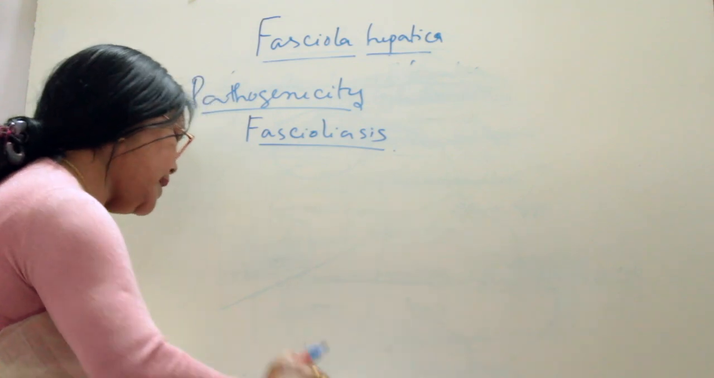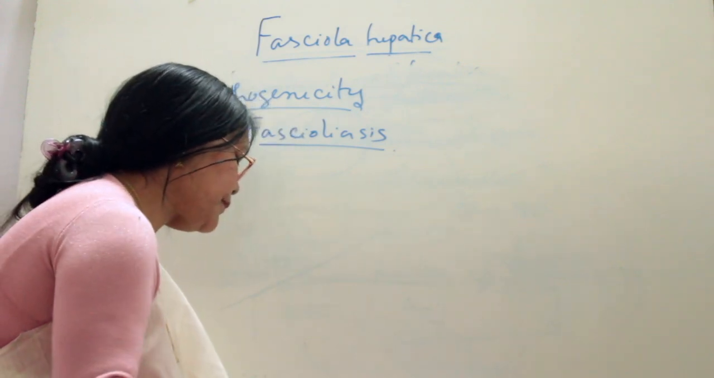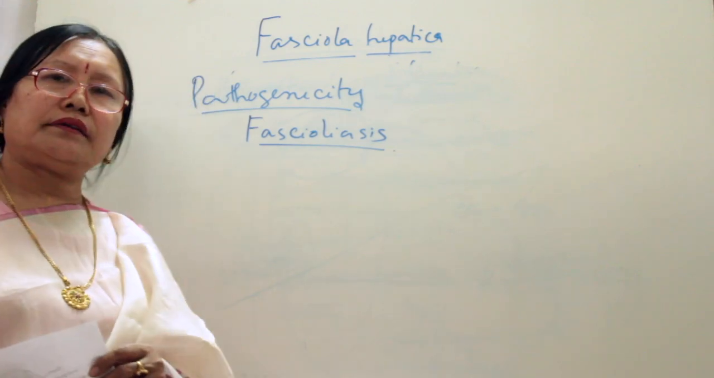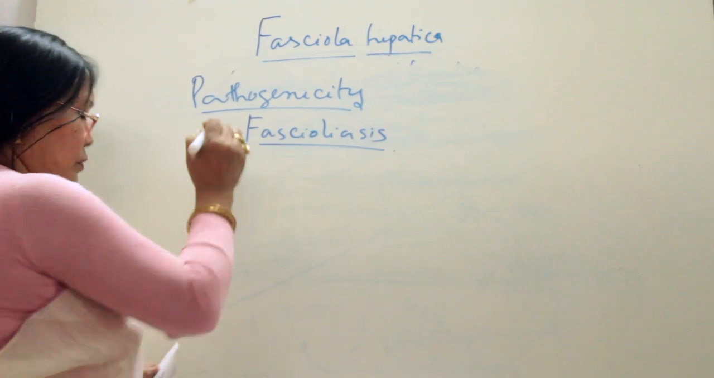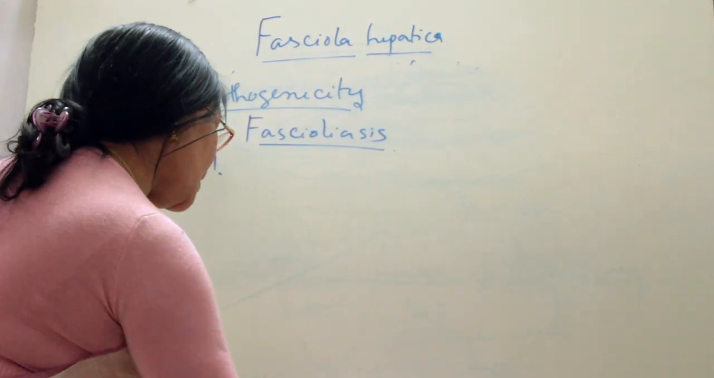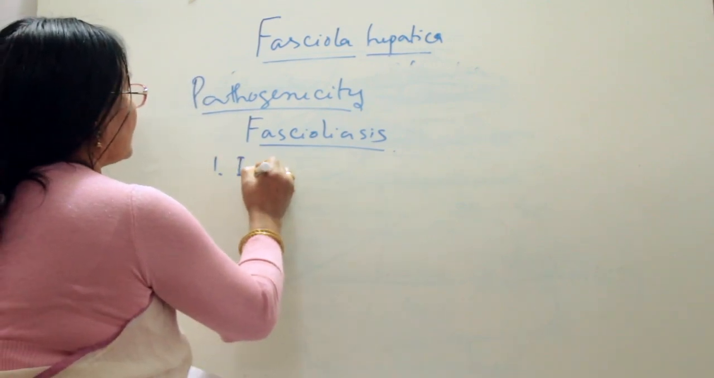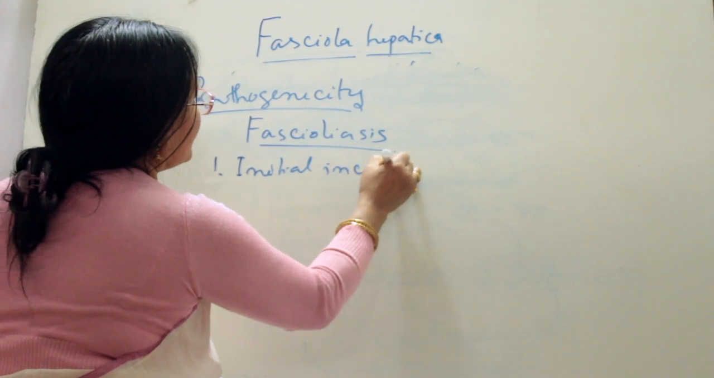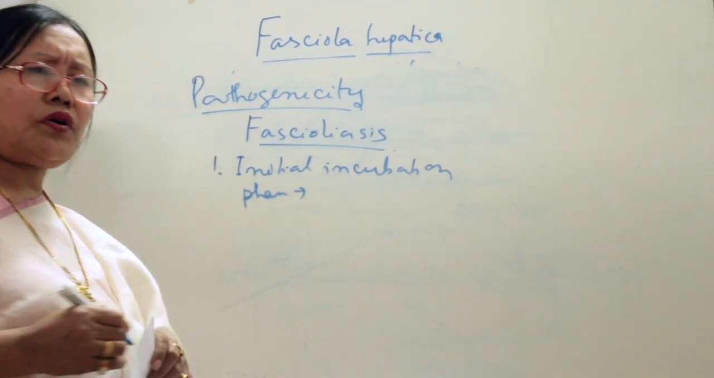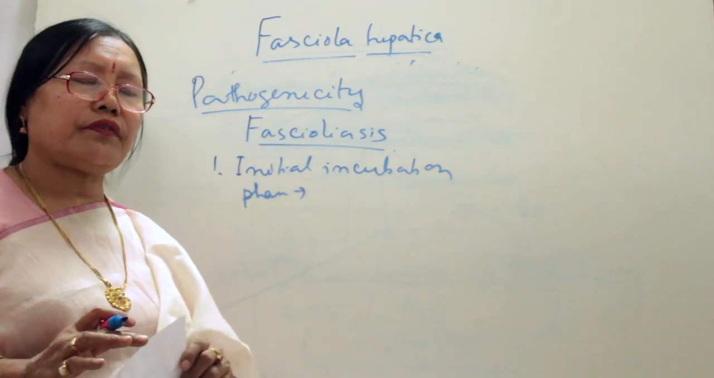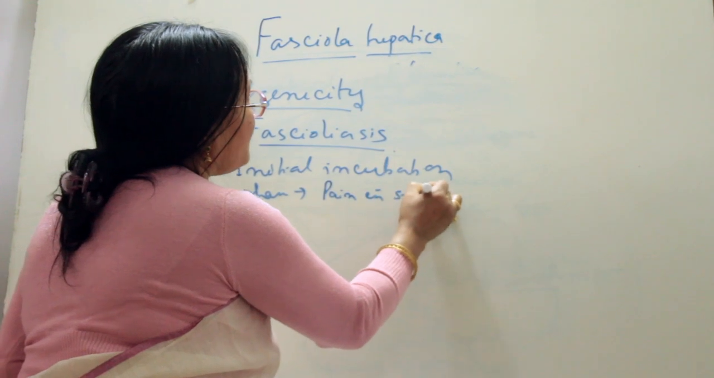In fasciolasis, there are different stages depending upon the type of the parasite. When this parasite enters the body, different stages are usually present. One is the most initial stage, the initial incubation phase, where there is no symptom or only slight symptoms. There may be pain in the stomach.